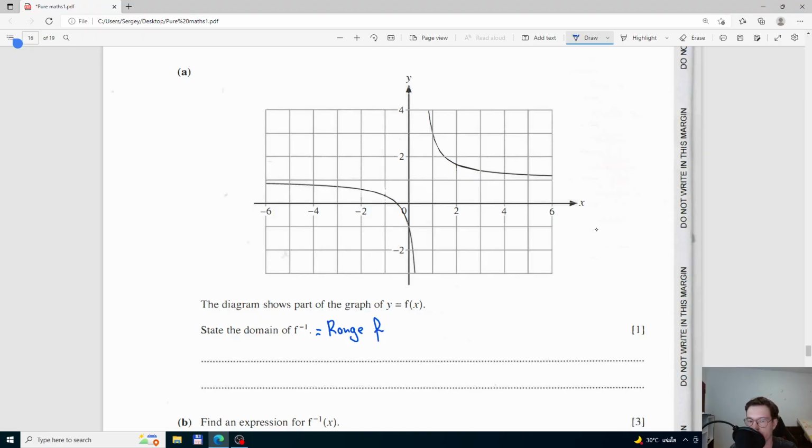Now, just by looking at the graph, the range is on the y-axis. It looks like the range could be any number apart from this one. Right, so the function is never approaching 1. Well, it is approaching 1, but it never equals 1. So my range is going to be any number apart from 1.